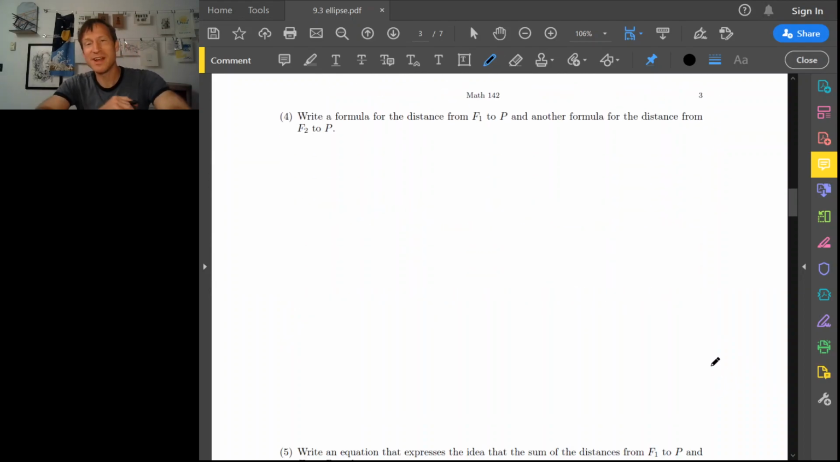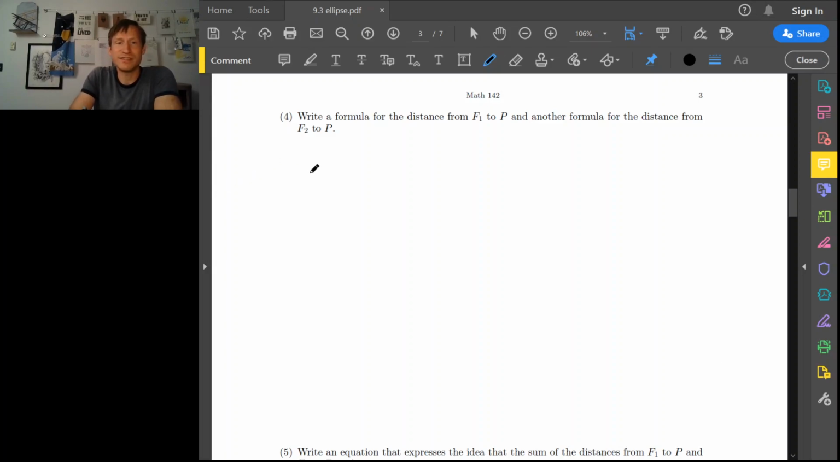So at this point, we have enough information to finally write an equation for the ellipse. So go ahead and pause the video and see if you can write a formula for the distance from F1 to P and a formula for the distance from F2 to P.